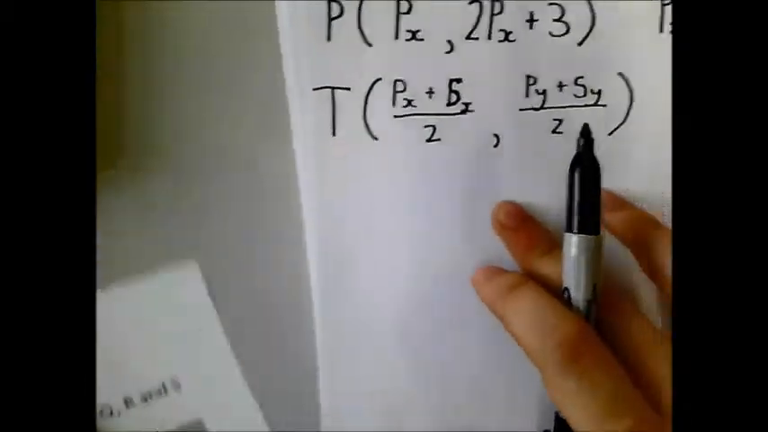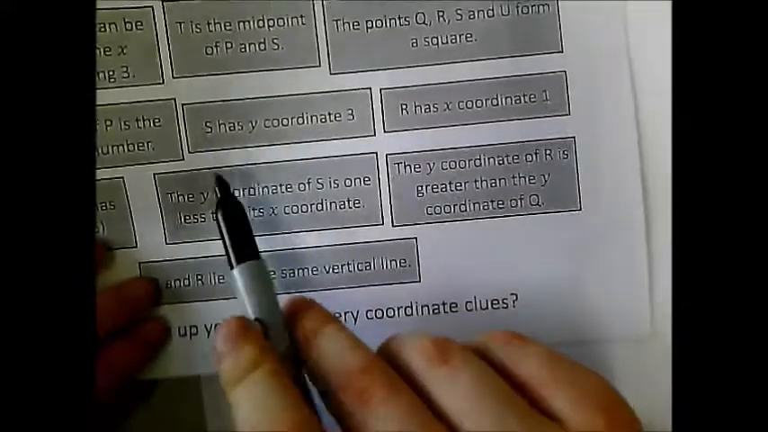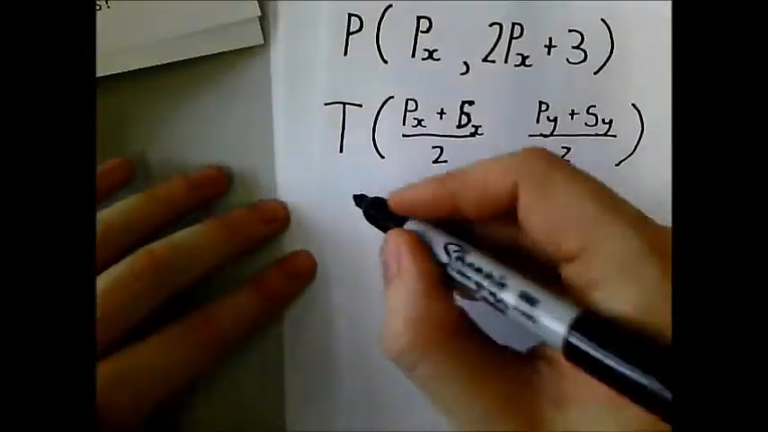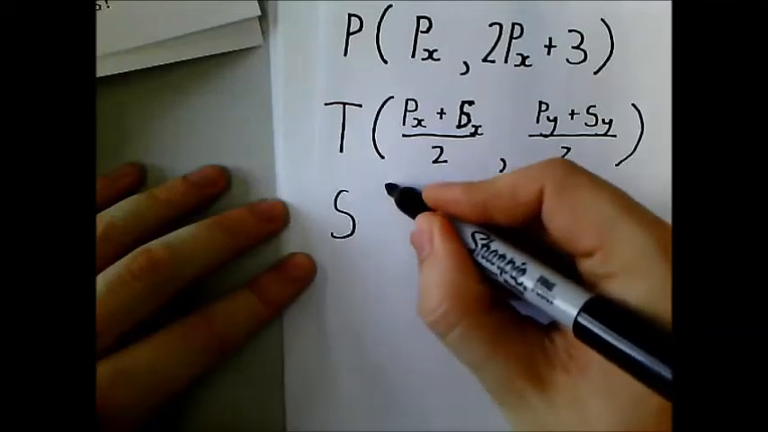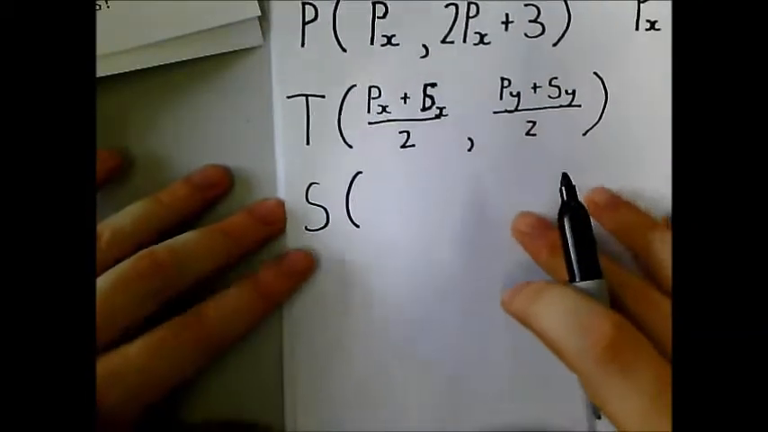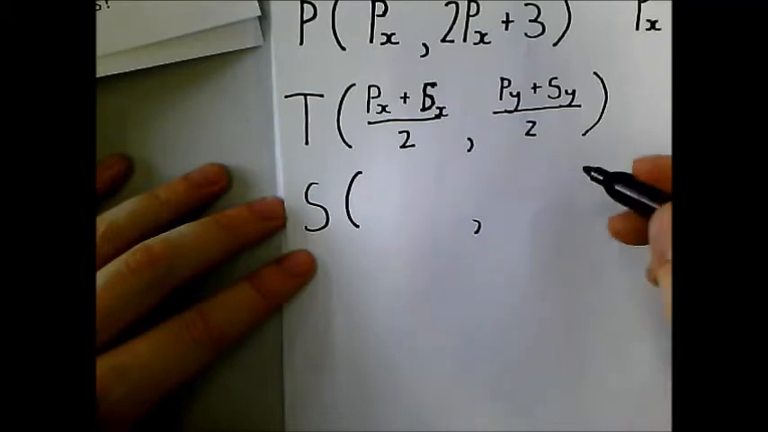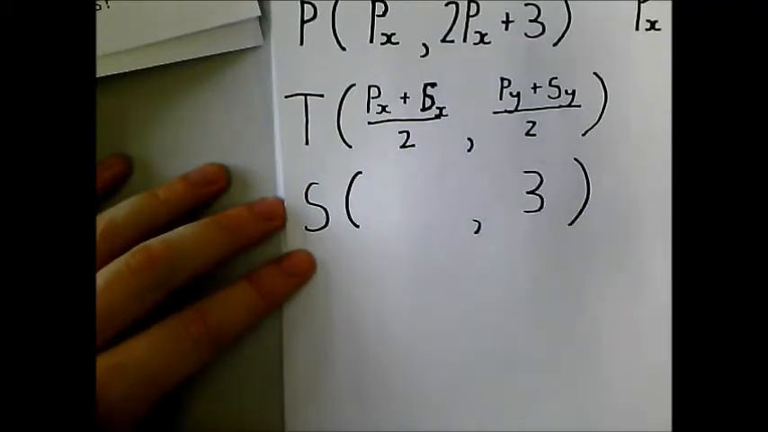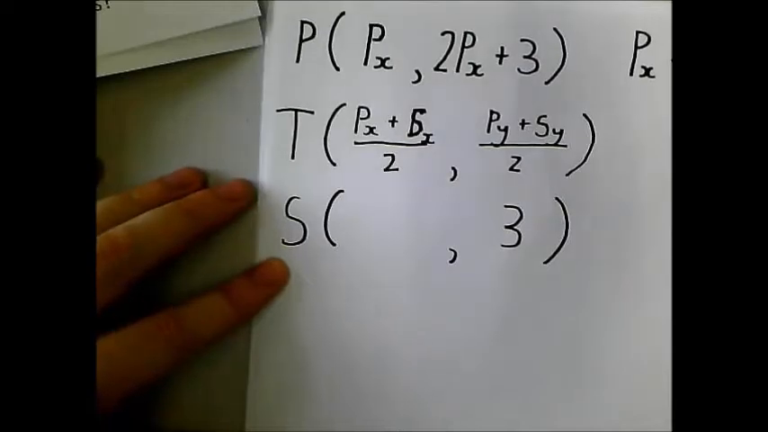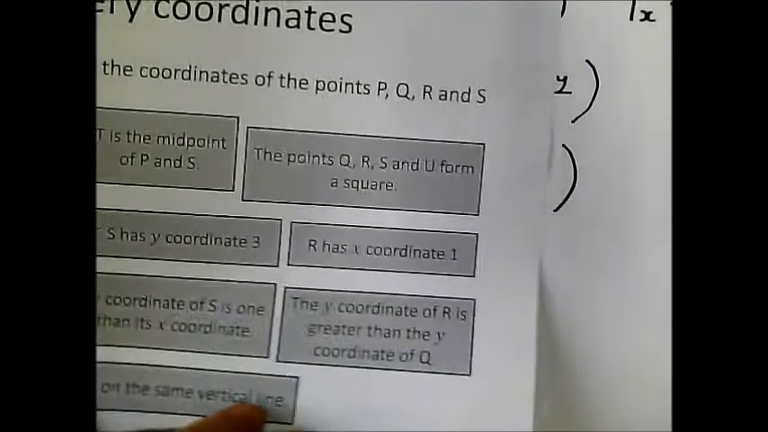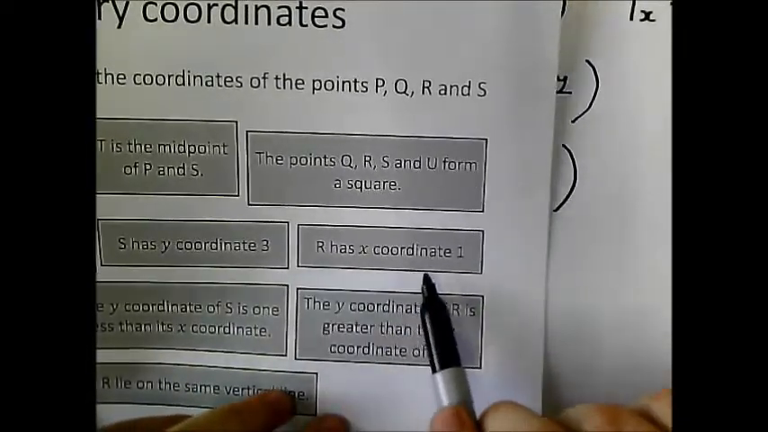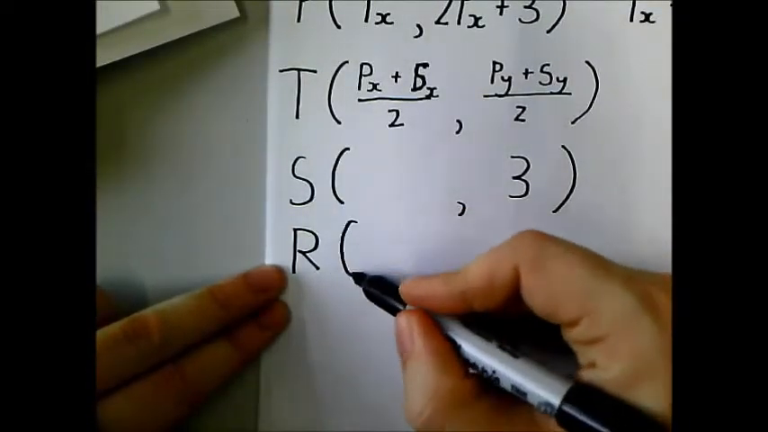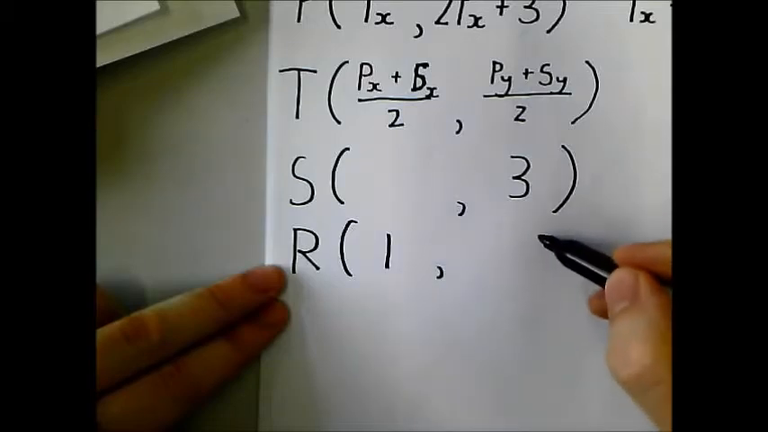Okay, let's get some more clues. On my next clue, S has the y coordinate 3. So for S, we don't know the x coordinate yet, I'm going to leave that blank, and the y coordinate is 3. It's given to us for free. Nice and simple one there. I'm told R has an x coordinate of 1. So I'm going to label R, and that is an x coordinate of 1.